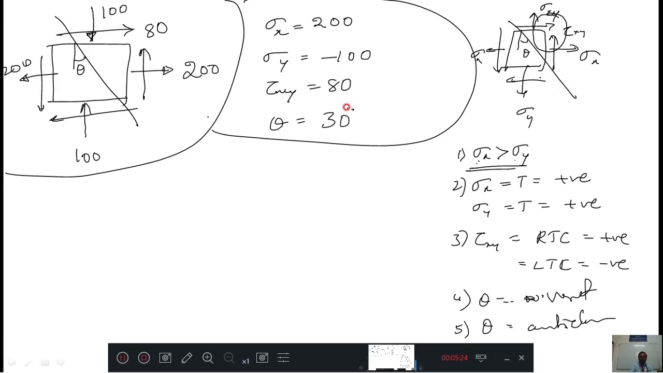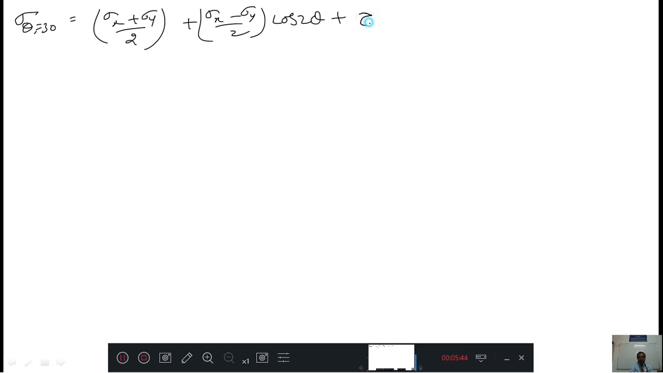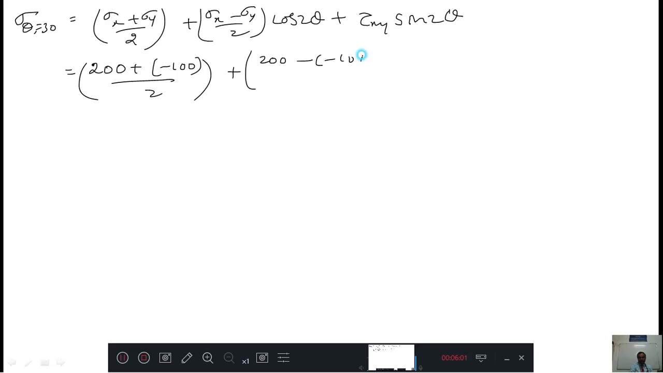Over. Then the first question they are asking, sigma theta for theta equal to 30 degree. Then sigma theta equals sigma x plus sigma y by 2, plus sigma x minus sigma y by 2 cos 2 theta, plus tau xy sin 2 theta. Right? Here go on substituting: 200 plus of minus 100 divided by 2, plus 200 minus of minus 100 divided by 2 cos 2 into 30, plus 80 sin 2 into 30.